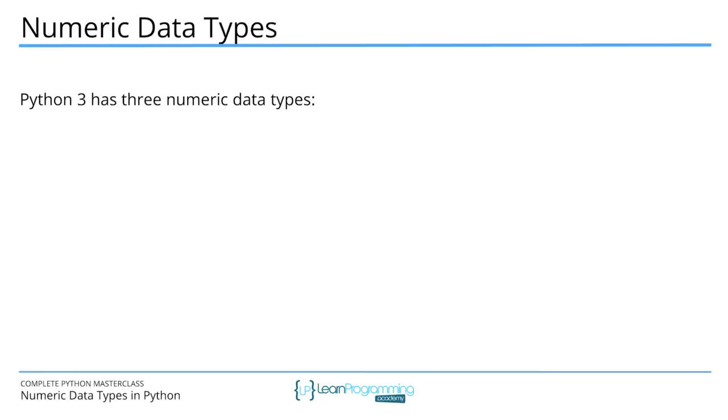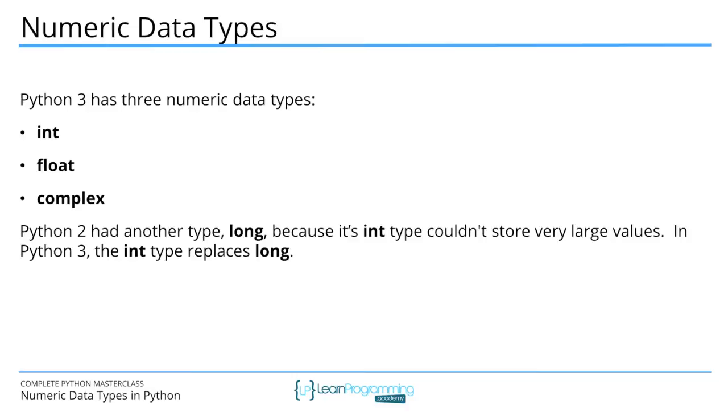Python 3 has three numeric data types: int, float, and complex. Python 2 had another type, long, because its int type couldn't store very large values. In Python 3, the int type replaces long.